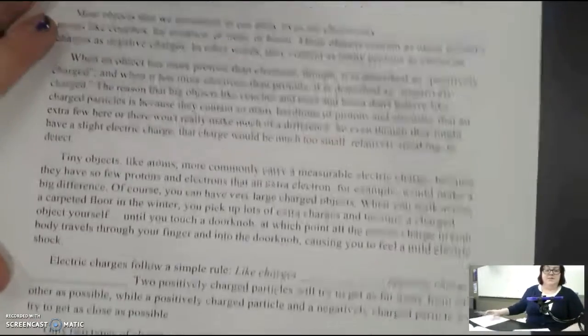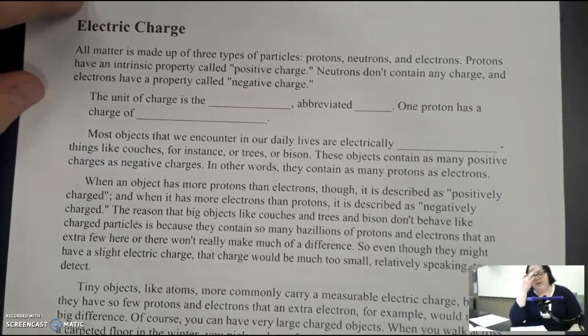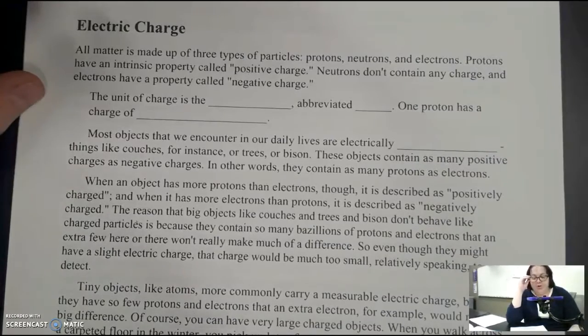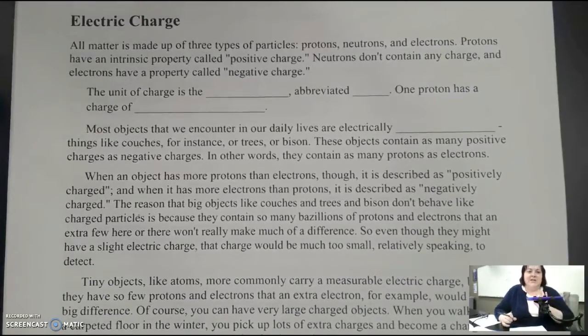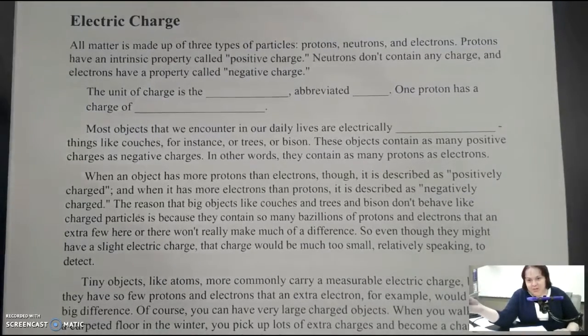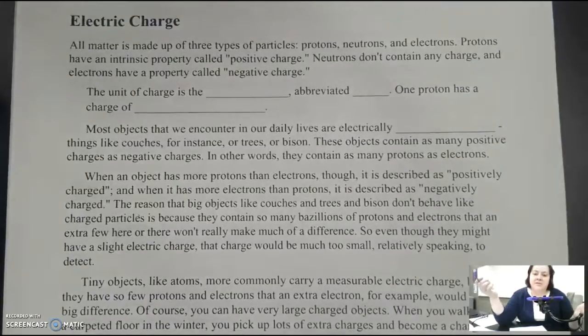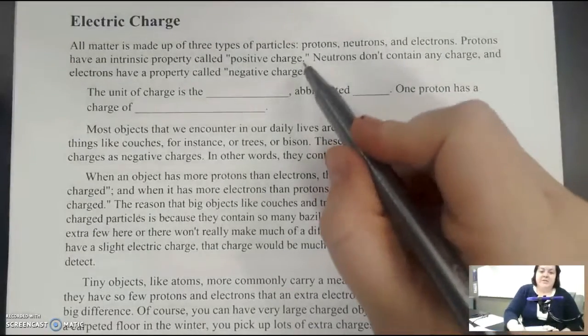All right, let's go back and talk about electric charge in detail. All matter is made up of three types of particles: protons, neutrons, and electrons. Protons have an intrinsic property called positive charge. Electrons have an opposite intrinsic property. We decided that it would be best to talk about those in terms of positive and negative signs, not because they're actually in some way positive or negative, but because they are opposites, and that's an easy way to represent opposites. We really should have named them backwards.